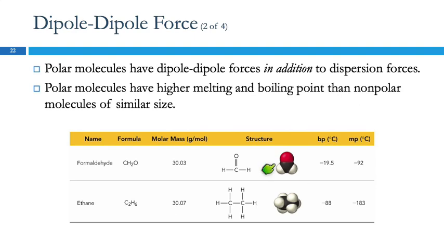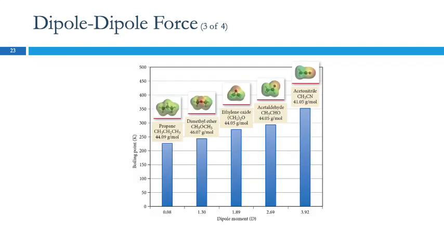So we see here that this has a boiling point of negative 19. This has a boiling point of negative 88. So this boils at a much lower temperature. It takes less energy to break ethane molecules away from each other because they're not so attracted to each other. And this is another graph just showing how the boiling point increases as you increase the polarity. Acetonitrile is more polar than propane. These all have very similar molar masses, so the boiling point goes up as the molecule becomes more polar.